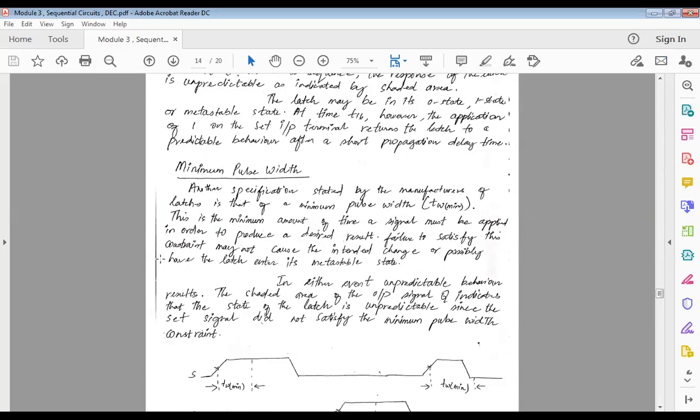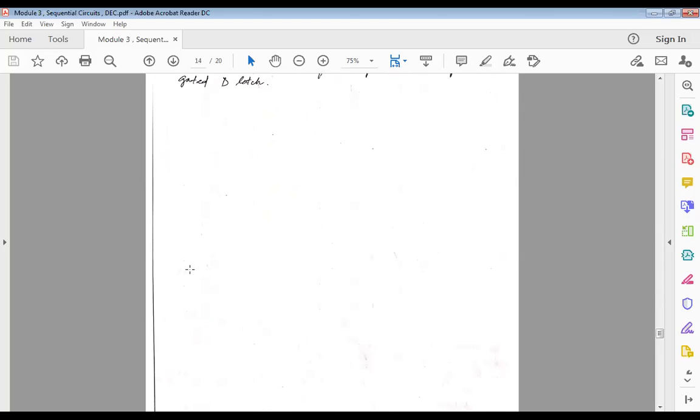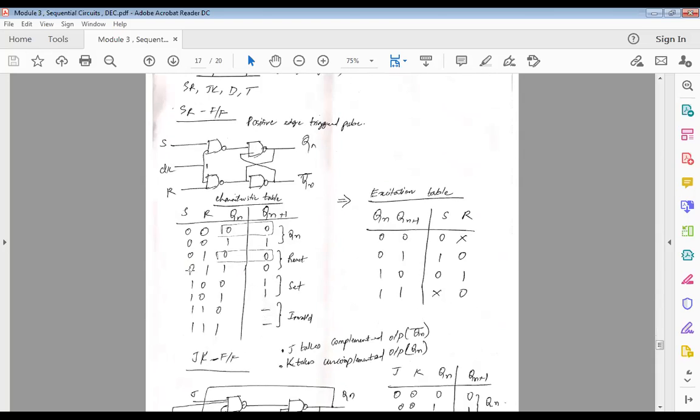So JK, that's the name of the scientist, Jack Kilby. Does someone know who is Jack Kilby? No, sir. Okay, he was a scientist who actually invented the IC. So we came out with a flip flop called JK flip flop.